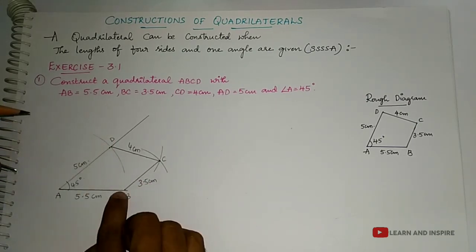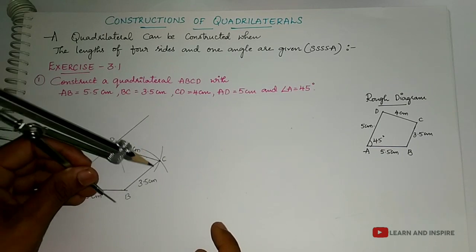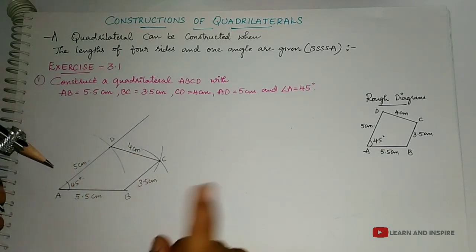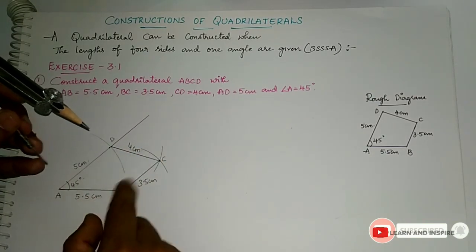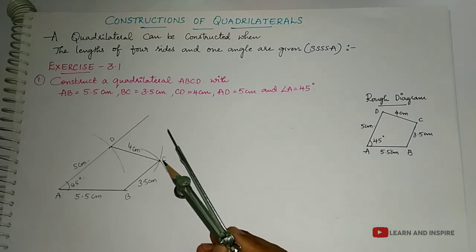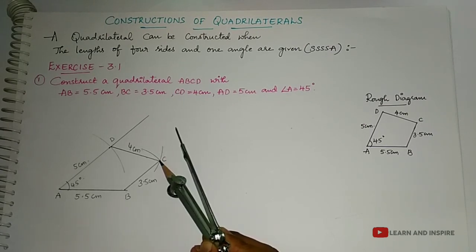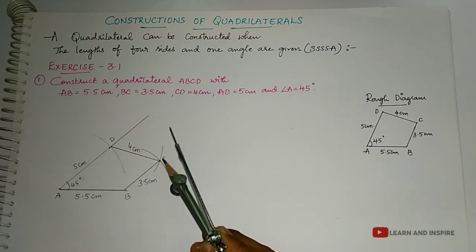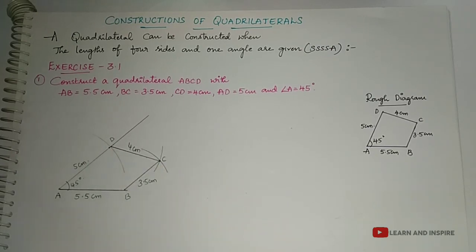Okay. Now with B as center of radius 3.5 centimeters, draw an arc. Next step, with D as center of radius 4 centimeters, cut the previous arc. So here is an arc, and we can cut that previous arc, and the two intersecting arcs have a common point, and that point we name as C. Okay, now we can join BC and DC. Now ABCD is a required quadrilateral. Understood? Now we write the steps of construction.